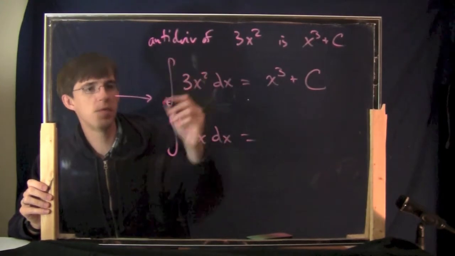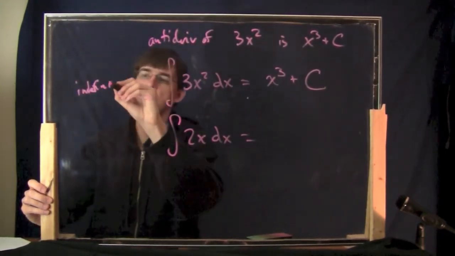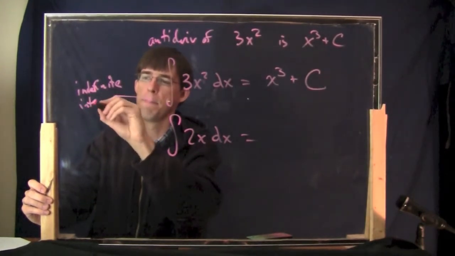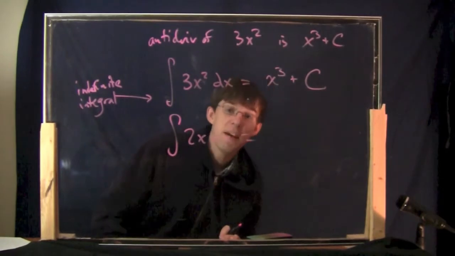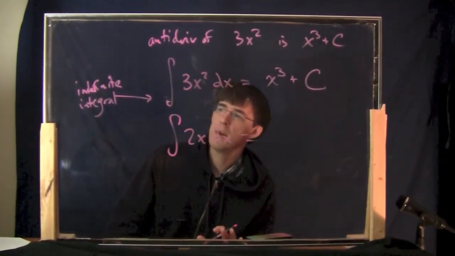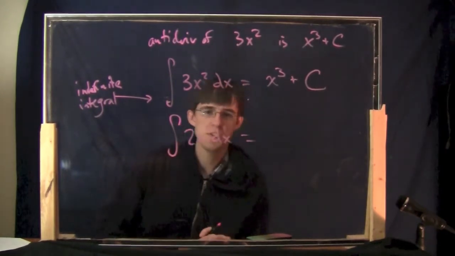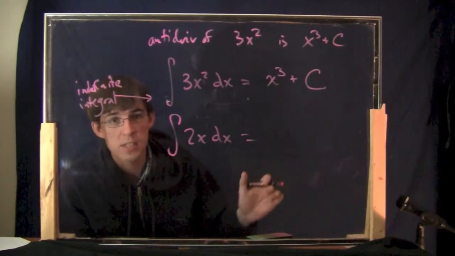So this antiderivative, the integral sign, is also known as the indefinite integral, right? It's called the indefinite integral. There is such a thing as a definite integral, which we're going to talk about soon enough, but this is not the definite integral. This is the indefinite integral. And the answer is another function with a plus c on it.